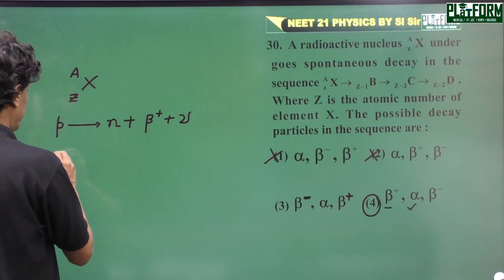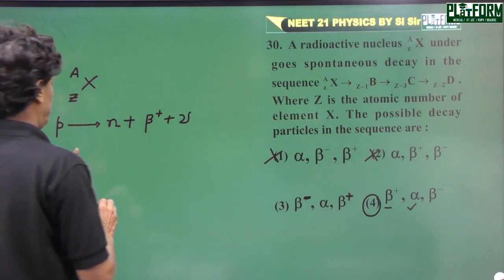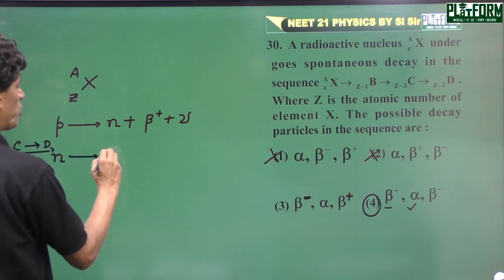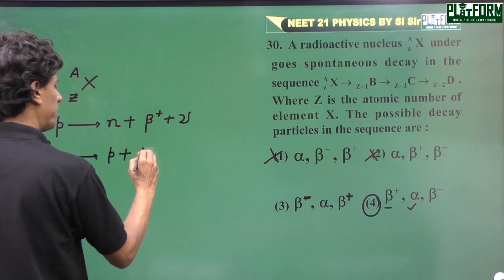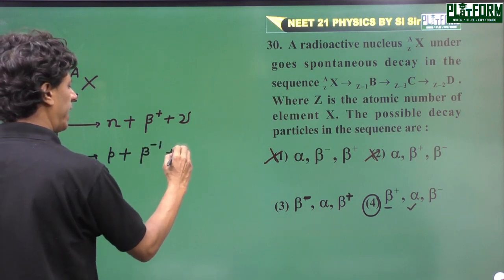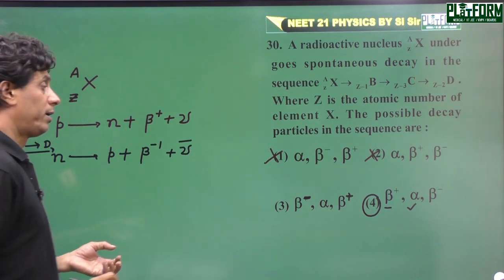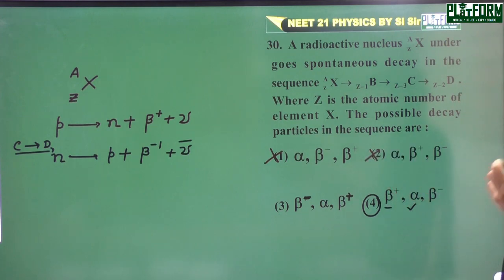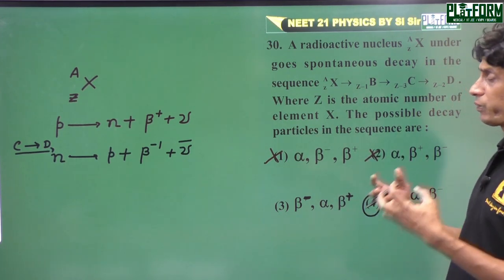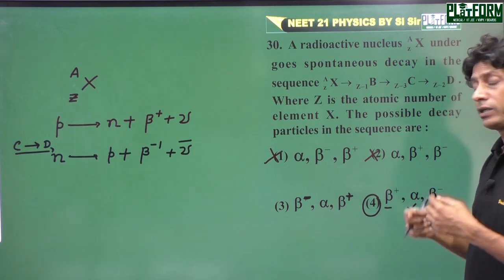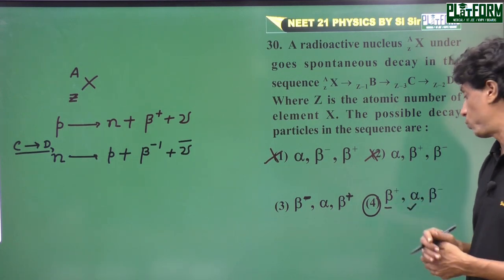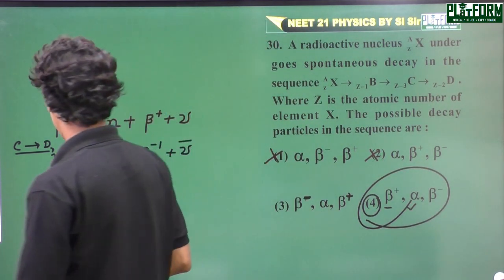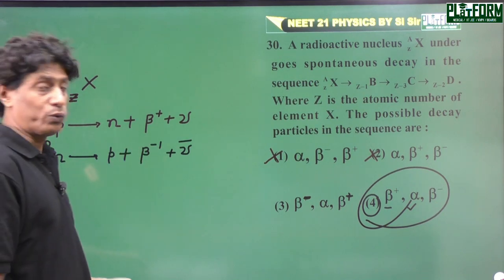So here, one neutron converts into proton, we get the beta minus emission and antineutrino particle. So if one electron, beta minus particle, is emitted from the nucleus, then the atomic number increases by one. So right option here is 4. It is also a very simple question asked, taken from nucleus.